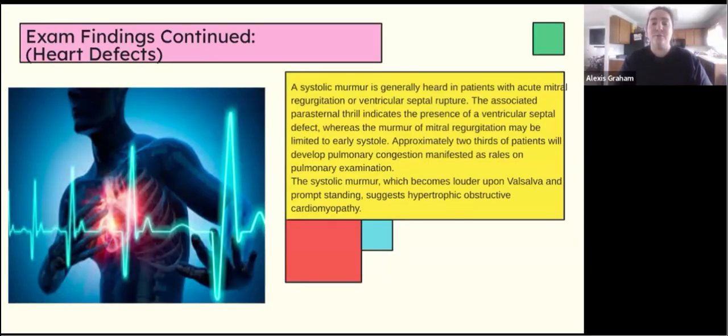Approximately 2/3 of the patients will develop pulmonary congestion manifested as rales on the pulmonary exam. And then the systolic murmur, which becomes louder upon Valsalva and prompt standing, suggests hypertrophic obstructive cardiomyopathy.